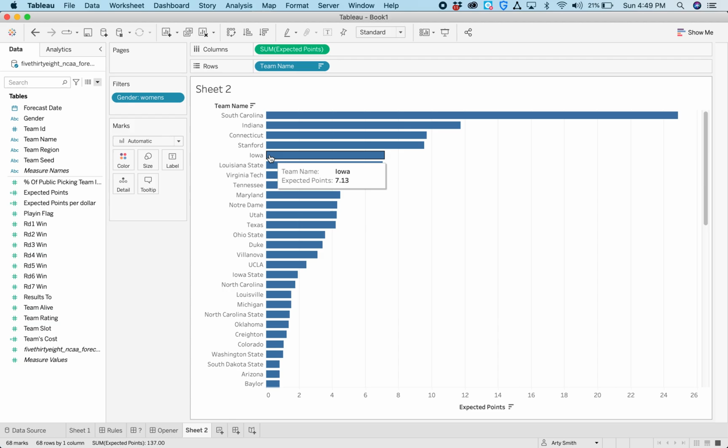Now, this is good. We want to know who's most likely to accumulate a lot of points. But the other constraint that we have is that we can only spend $224. And while some of these teams are expected to get a lot of points, maybe there's better value out there. Teams who maybe have lower expected points, but maybe have a lot lower cost. So somehow we need to relate expected points with the cost of these teams.